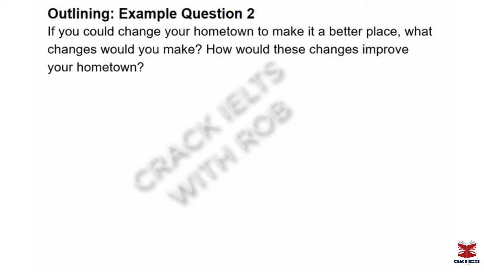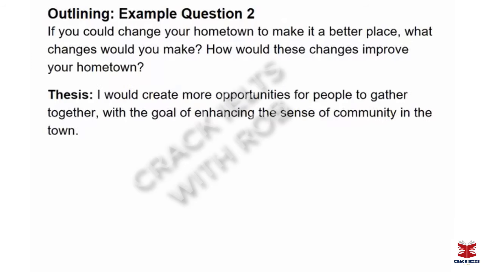Now let's look at the second example question. We saw it at the beginning of the lesson. It says, if you could change your hometown to make it a better place, what changes would you make? How would these changes improve your hometown? So we need to address both questions in the thesis and also in the body paragraphs below. Let's take a look at how one could do this.